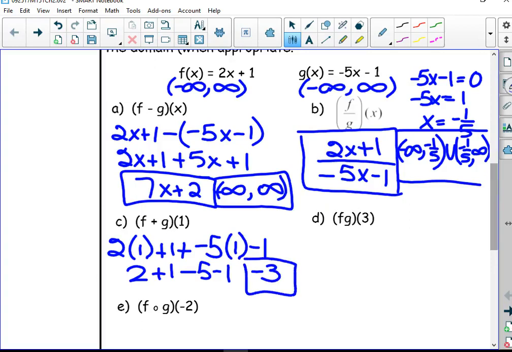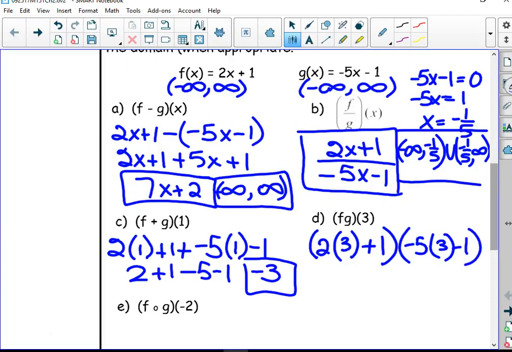Same idea with D. Because if I write my multiplication, well, now I have a bunch of algebra to do. I think it's just a whole lot more efficient to plug in my number right away. So I get 6 plus 1 is 7, and -15 plus -1 is -16. So 7 times -16. And that, when I multiply, gives me -112.